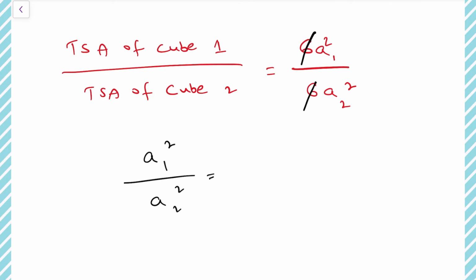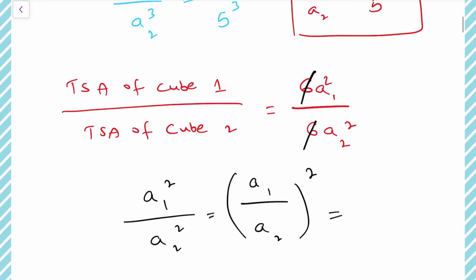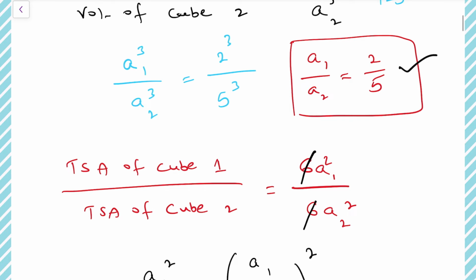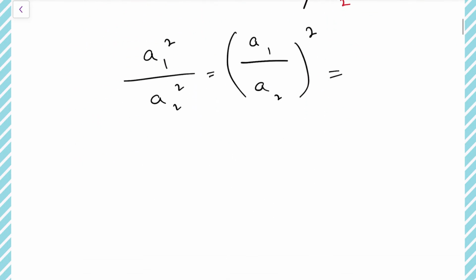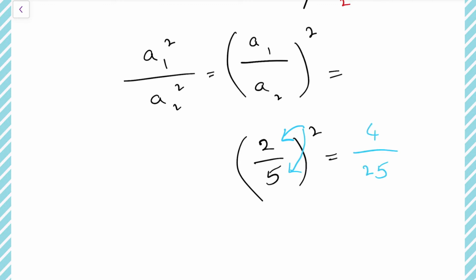Here in the numerator and denominator both squares are there. So this we can simplify as a1 by a2 whole square. Already from the previous step we know a1 by a2 is nothing but 2 by 5. So a1 by a2 is (2 by 5) square. Now this square is applicable for the numerator as well as the denominator. So 2 square is 4, 5 square is 25. So the ratio of their total surface areas is 4:25.